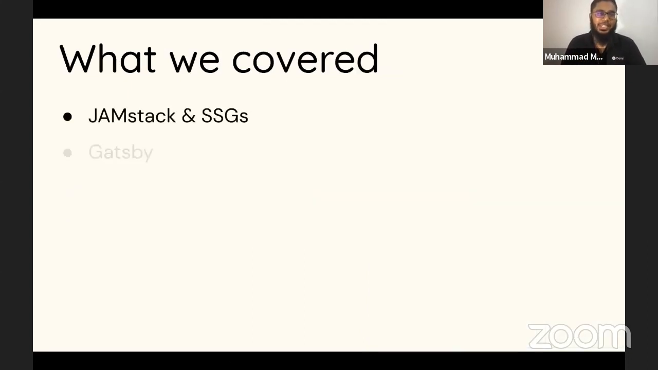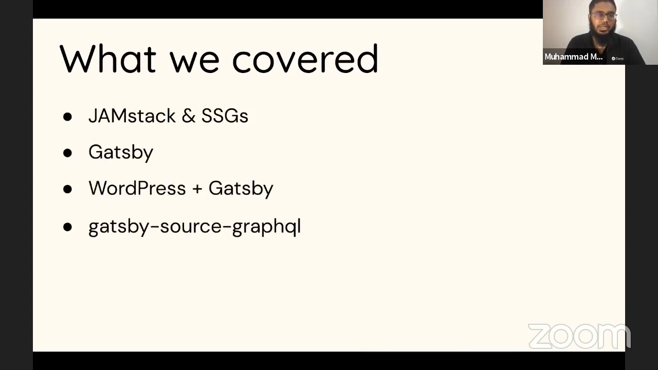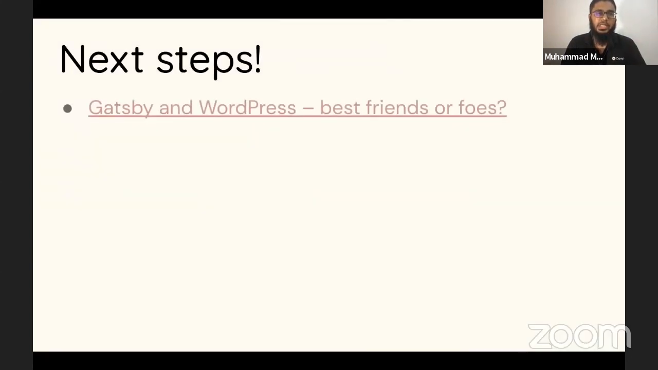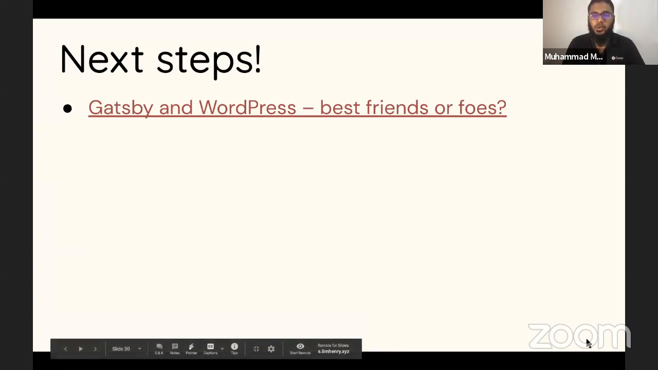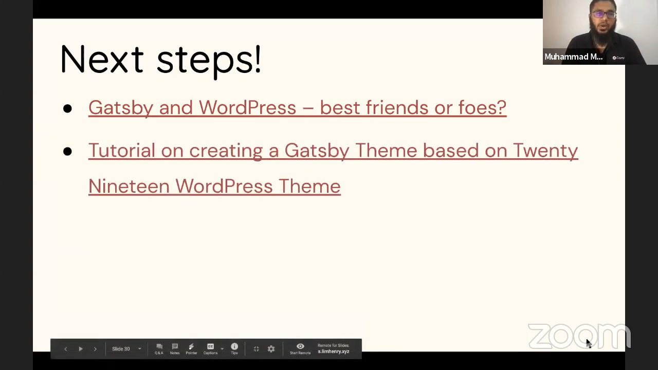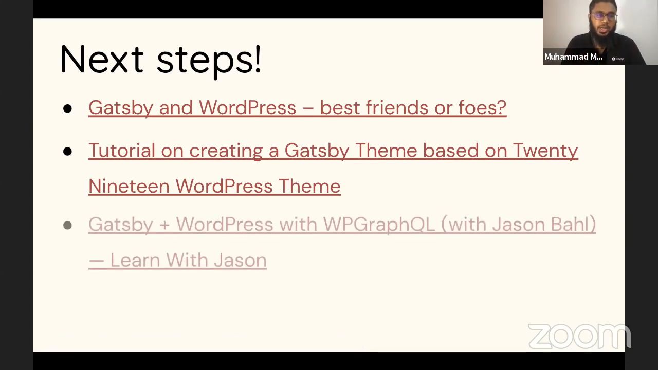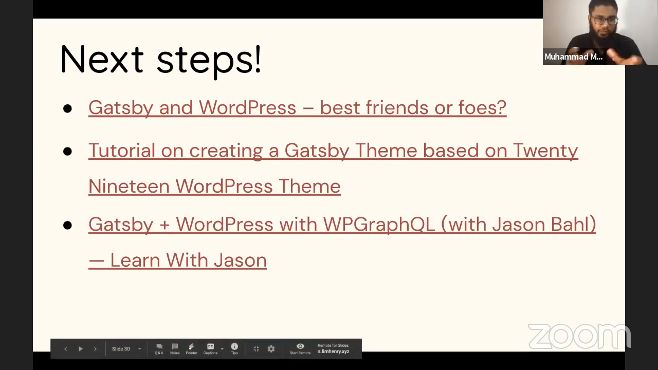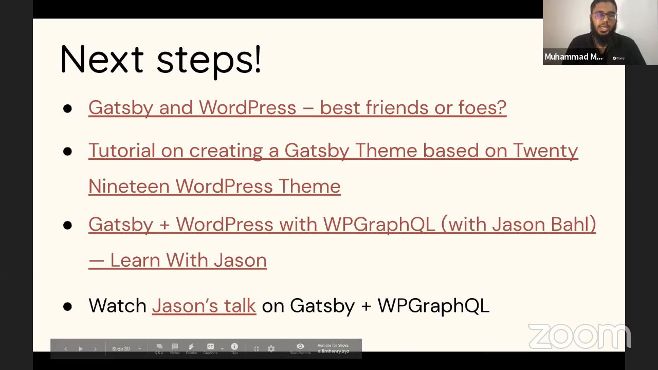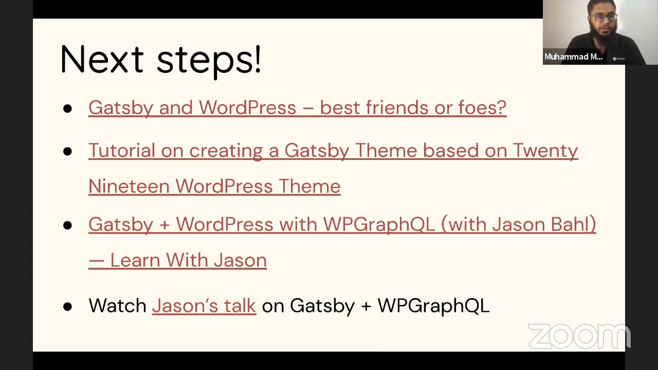So what we covered: Jamstack and static site generators, Gatsby, and how to use it with WordPress, about the Gatsby plugin, about the WordPress plugin, and yes, next steps. This is an article I wrote about whether Gatsby and WordPress are competitors, or can you use them together? And I also wrote a tutorial on creating a Gatsby theme. This is a whole new topic in Gatsby. And this is one more podcast, a web lesson about using Gatsby with WordPress. And this is a talk about Gatsby and WordPress.